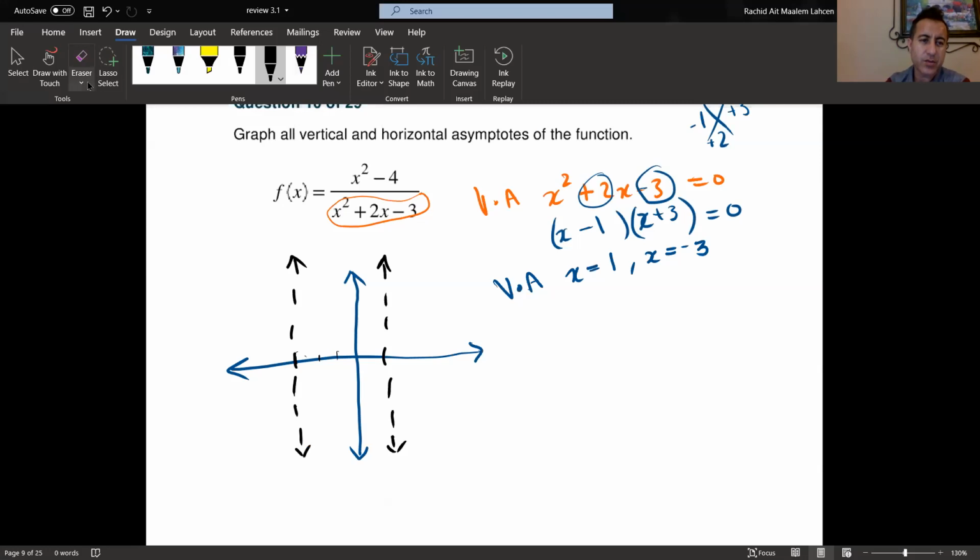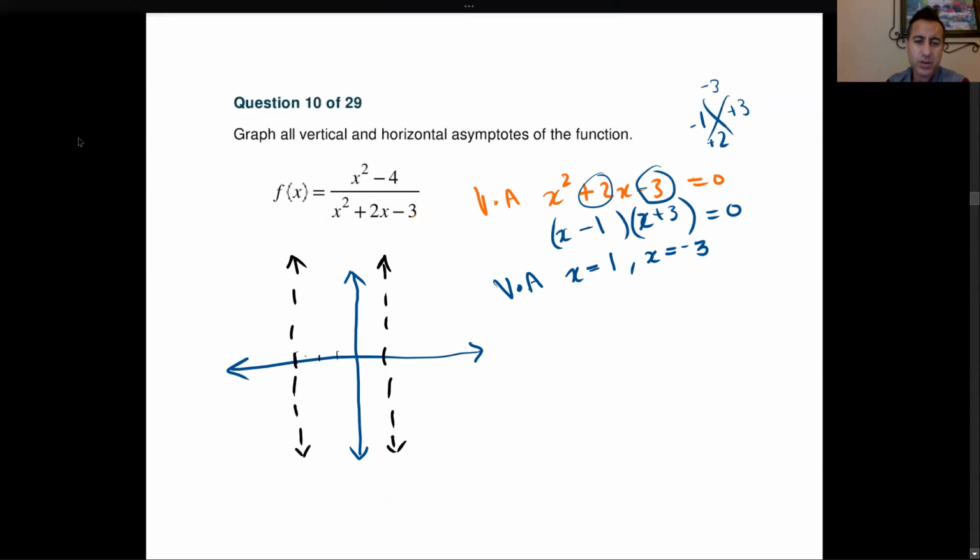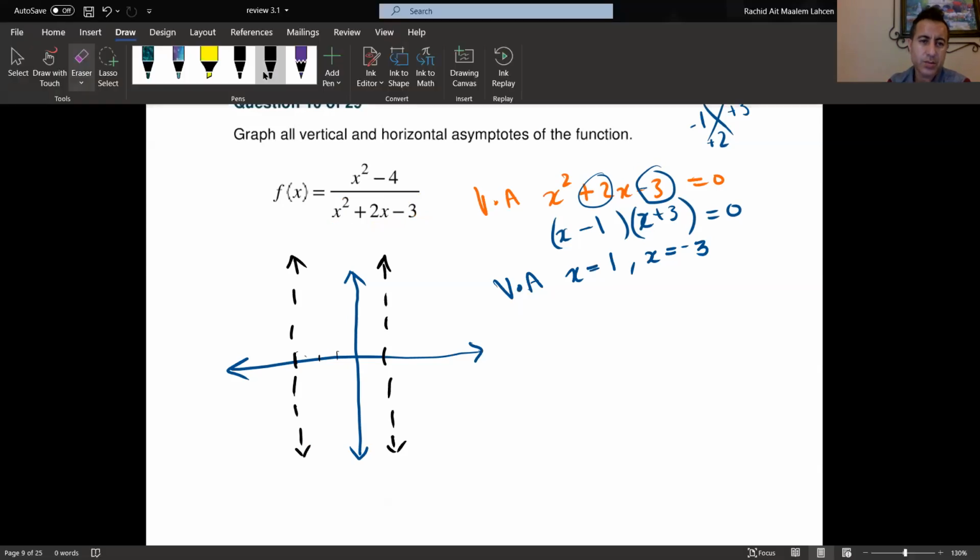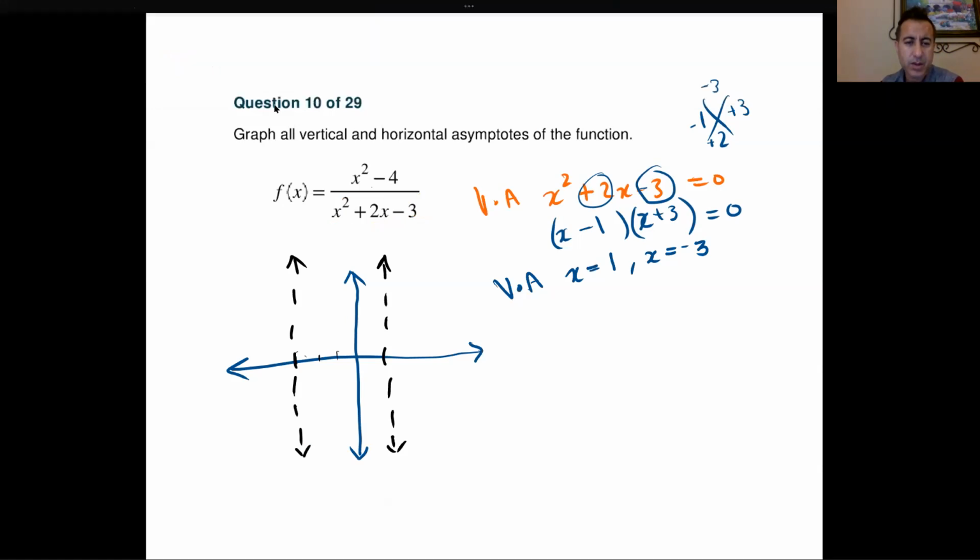Horizontal, it's asking for horizontal. Do we have horizontal? We're gonna check the degree of the numerator and the degree of the denominator. And if they're equal, then yes. So in this case, n and m are both equal. So we say n is equal to m and both are 2. So yes, we do have a horizontal asymptote there.